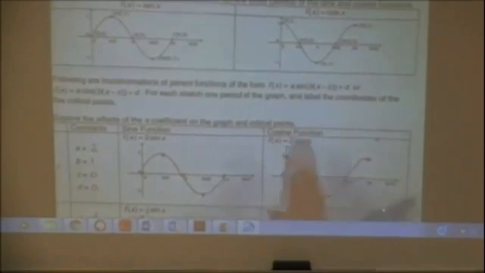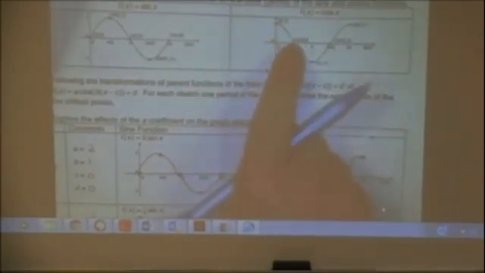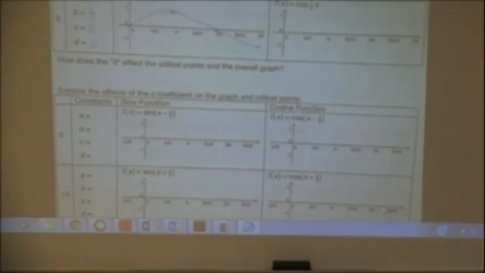Similarly, on this one, I had my first point at 0, 1, that's not going to change. But my next point was at pi over 2, 0. But because of this half, that's the same thing as multiplying by 2, it's now going to be pi, 0.